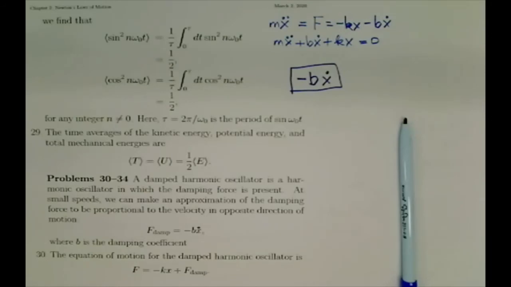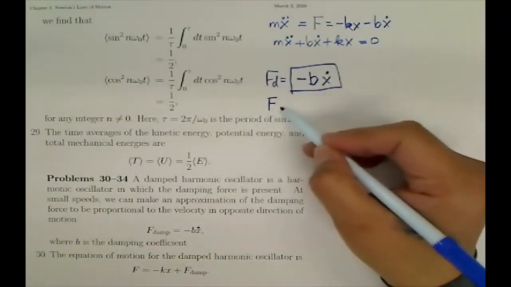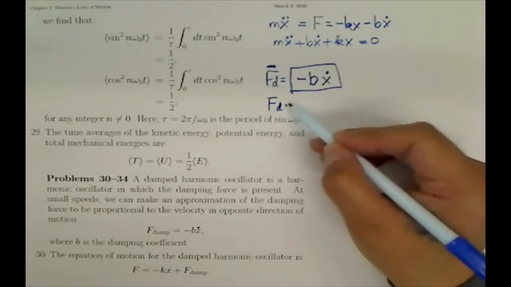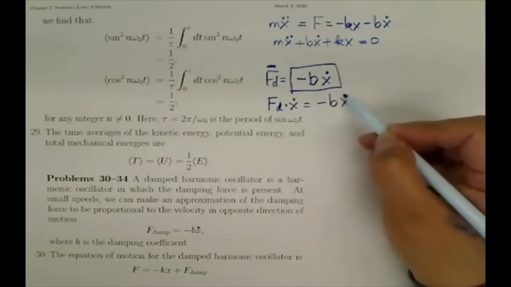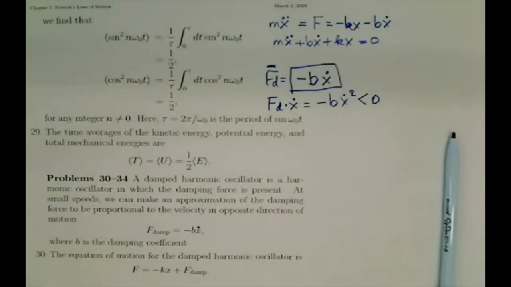Because the damping force is opposite to the motion, we can compute the power of F damp. The power of F damp is force times velocity, so this is minus B x dot squared. It's negative definite. That means as long as the particle is moving, the damping force decreases its kinetic energy. So at the end of the day, it just stops.